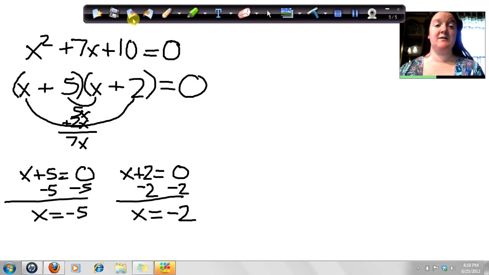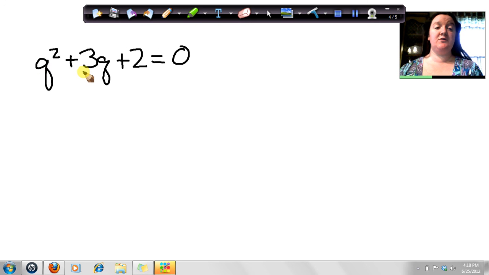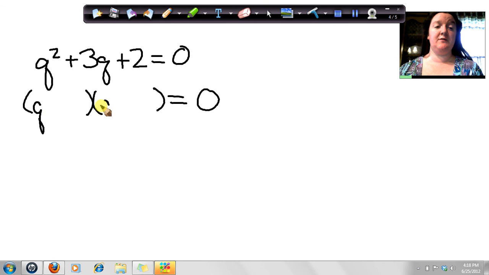Let's look at another example. Here we have q squared plus 3q plus 2. I know that I have to have two sets of parentheses. And I need something that the front parts will multiply together to give me q squared. So I'm going to put a q in the front of each of these sets of parentheses. Now I have to think about what multiplies together to give me 2, but will add together to give me 3. Well, I know the factors of 2 and 1. 2 times 1 will give me 2, and 2 plus 1 will give me 3. I'm going to put a plus in both of those parts.